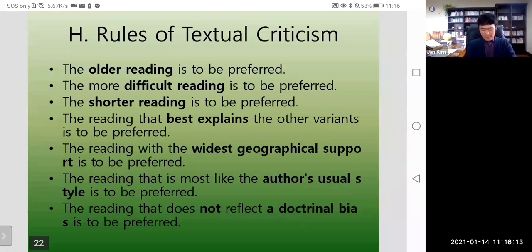And the shorter reading, because most likely people tend to add instead of delete or omit, but it doesn't always work. It serves as a general, very simplified guide. Anyway, the reading that best explains the other variants is to be preferred. So you need to understand how the other variant readings are supported, and how you are going to interpret them. So you can see the best explanation.